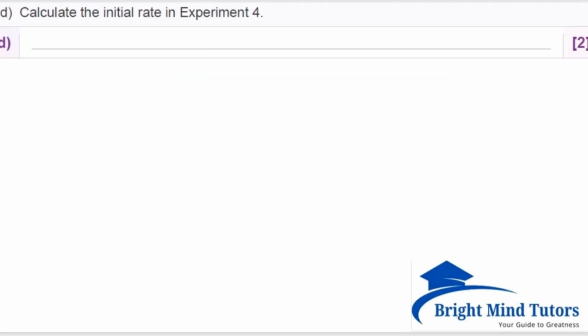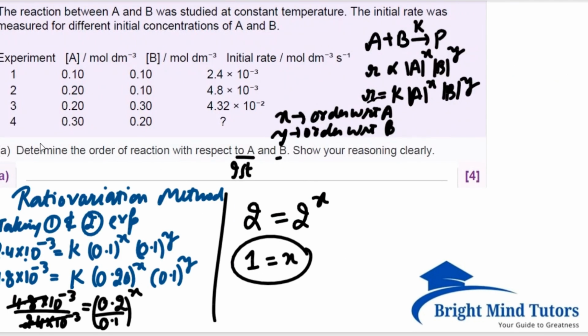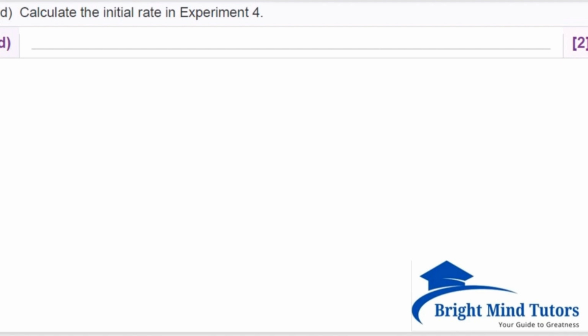Okay. Next, this question now. Calculate the initial rate in experiment 4. So if you observe in experiment 4, the initial concentration values have been given. The rate value we have to find out, right? So the concentration of A is 0.30 and B's concentration is 0.20. So let's find the rate value now. The rate constant we already know and the concentration values we also know. So the rate value we can easily find out now.